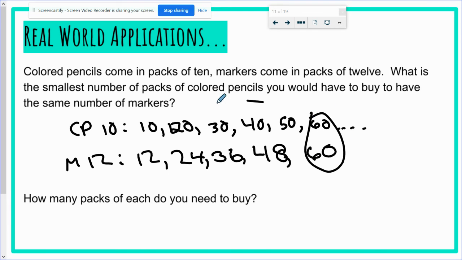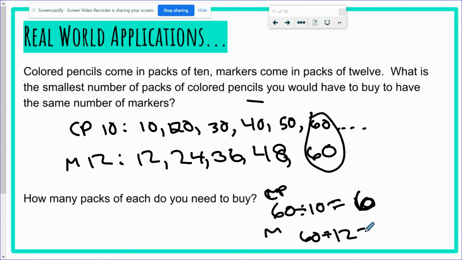So looking here, you would have 60 of each. If you bought 60 divided by 10, 6 packs of colored pencils, because 6 packs times 10 in a pack would give you 60. And then for markers, so that was colored pencils. Now for markers, 60 divided by 12 per pack, you would need to buy 5 packs.